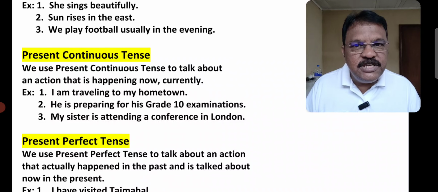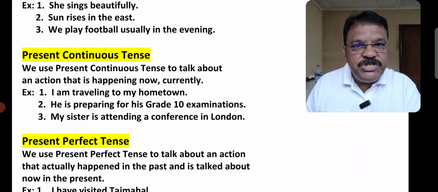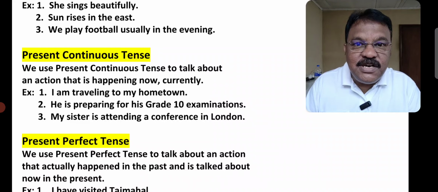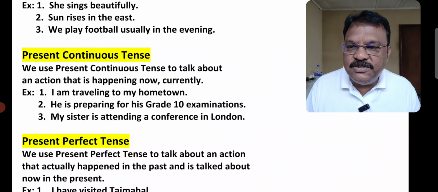He is preparing for his grade 10 examinations now, currently, because this is the period of examination. Once the period of examination is over, he will stop preparing. So the preparation is going on now, currently. And that's why we put it in present continuous tense. Got it? Very good.